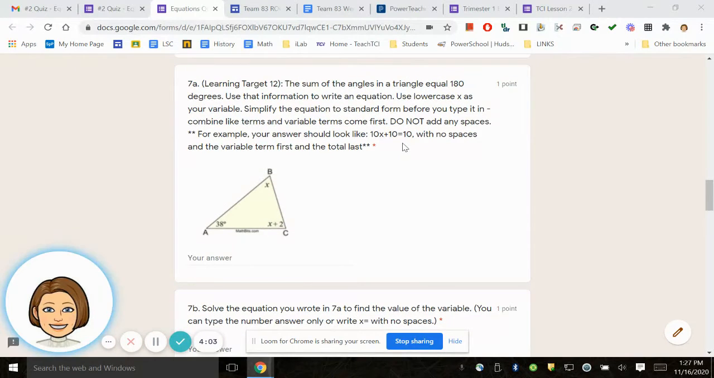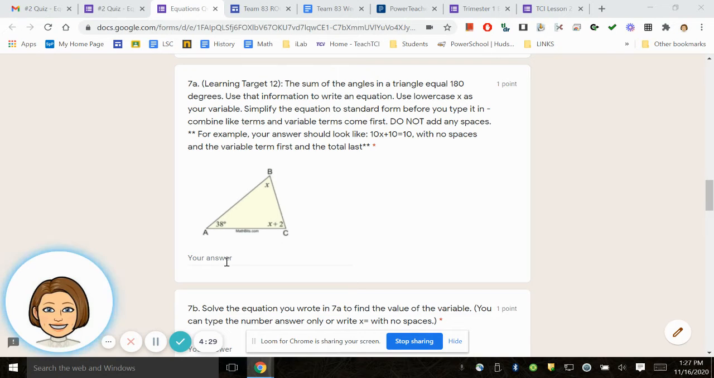Number 7a, this first part, you're simply coming up with an equation. Okay, just the equation, so don't solve it. It says the sum, that means you're adding. The sum of the angles in a triangle equal 180 degrees. So this angle plus this angle plus this angle equals 180 degrees. Use the information to write an equation. Use lowercase x as your variable.